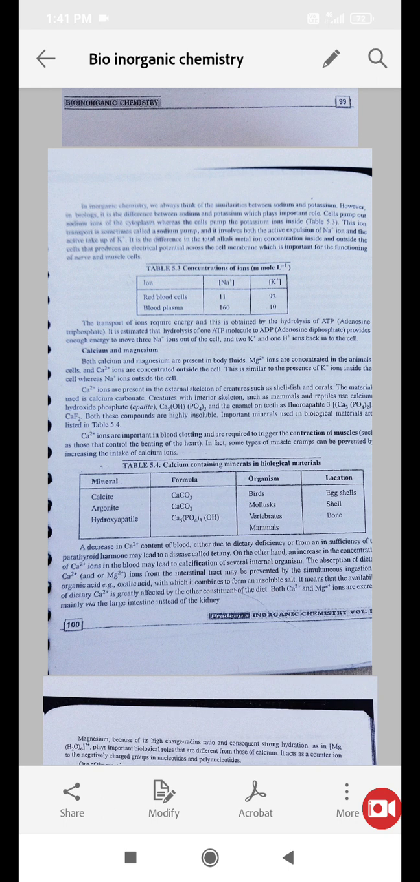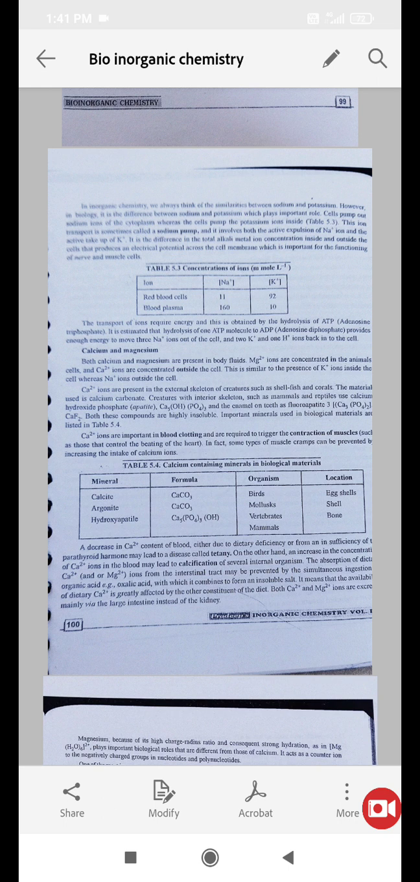A decrease in the calcium content of blood, either due to dietary deficiency or an insufficiency of the parathyroid hormone, may lead to a disease called tetany. On the other hand, an increase in the concentration of calcium ions in the blood may lead to calcification of several internal organs.